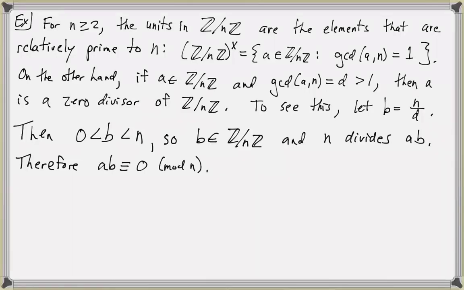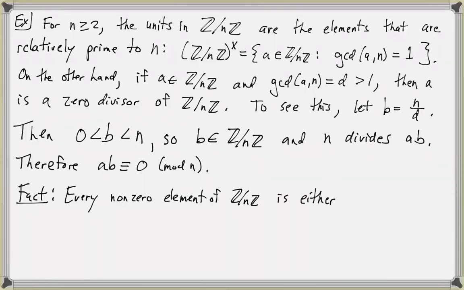So if a is not relatively prime to n, then we can find a b such that a times b is congruent to 0 mod n, and we see that therefore a is a zero divisor of the integers mod n. So to summarize all this, we have the following fact. Every non-zero element of the integers mod n is either a unit or a zero divisor.